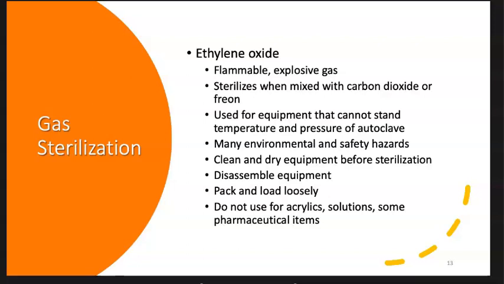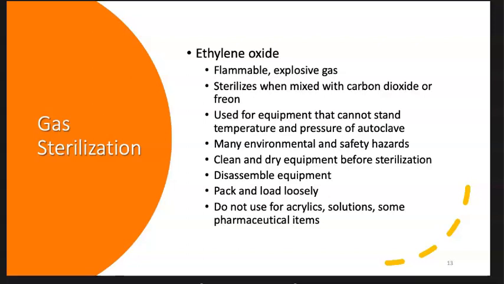There are environmental and safety hazards using ethylene oxide for sterilization. There is a unit that can be purchased so that venting of the ethylene oxide is appropriate after sterilization has been determined for your packs.